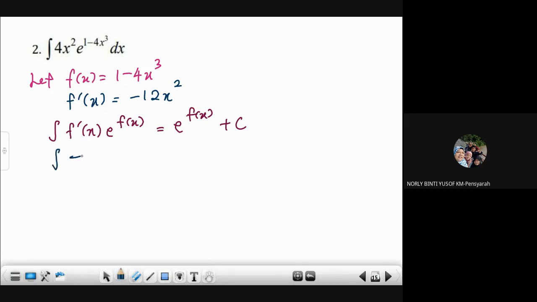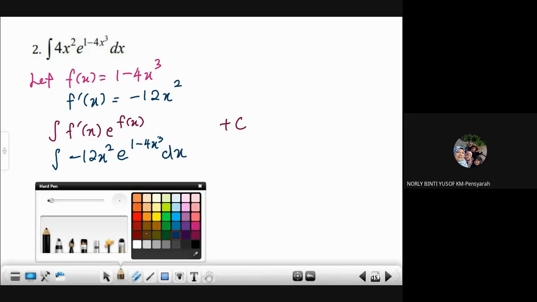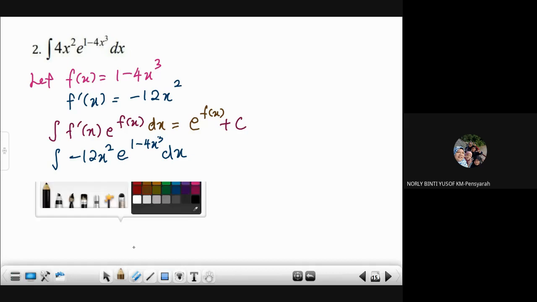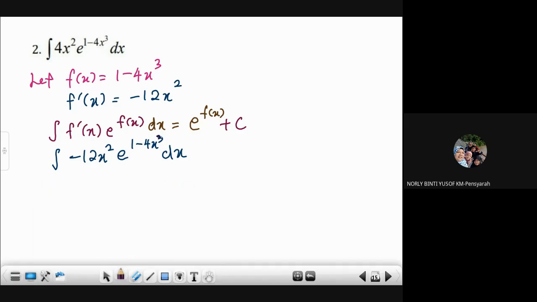So f prime adalah negative 12x squared, e power of 1 minus 4x power of 3 dx. Lupa dx kat sini kejap. Okay, dx here. So equals to e power of f(x). Okay, so dah tulis kat situ power of 3. Then here e power of 1 minus 4x power of 3 plus c. So you follow the formula lah. Since that you check the f prime that you got from 1 minus 4x power of 3 dapat negative 12x squared kan. Tapi tak menjawab soalan atas sebab soalan atas ada 4x kuasa 2.